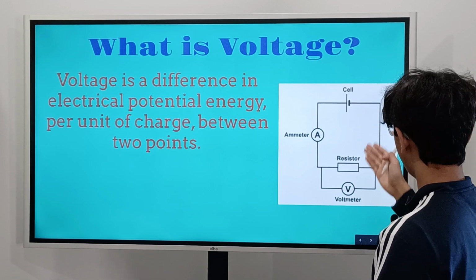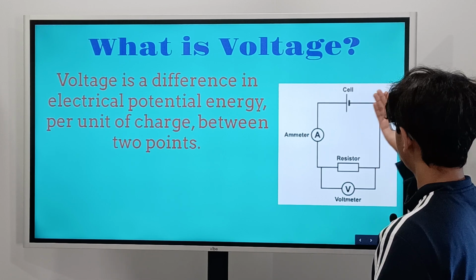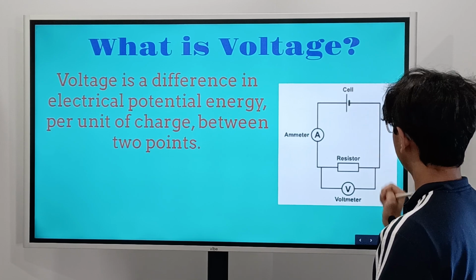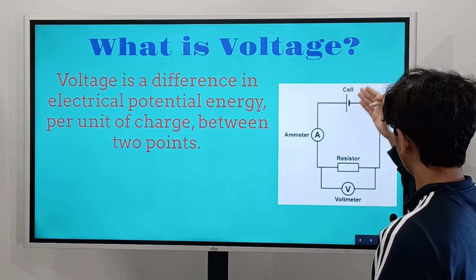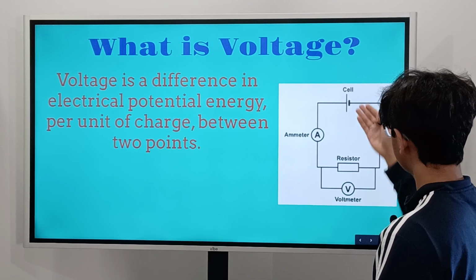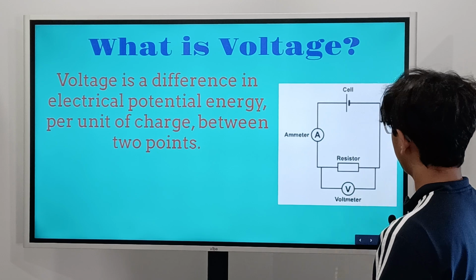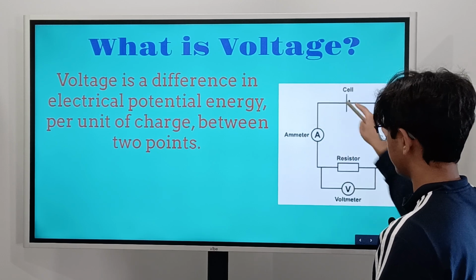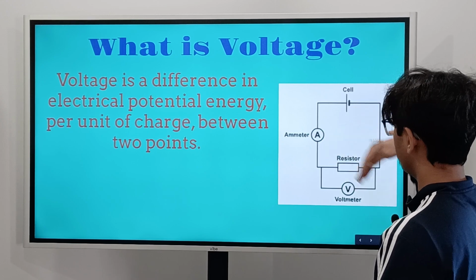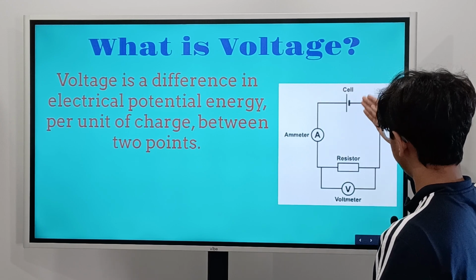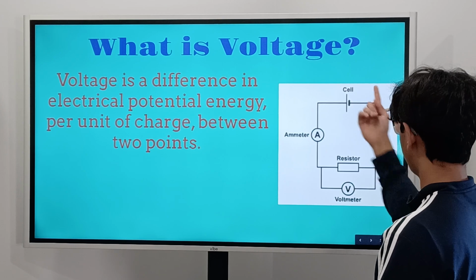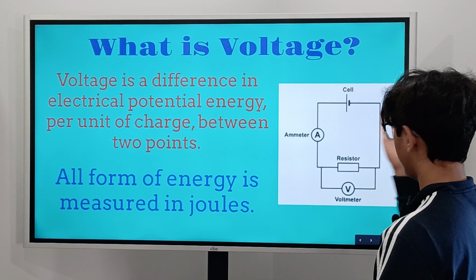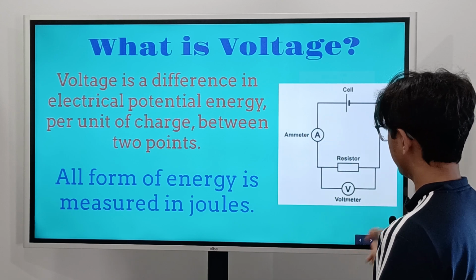Inside of this diagram, we can see that there's a cell, or sometimes you're going to have a battery, and what happens is that you have a positive terminal and a negative terminal. One of the sides is going to have more charges. So for example, if the positive has more charges, then the electrons would be flowing like this. The voltage, the potential difference, basically pushes the electrons to move from one side to the other. And all forms of energy, including voltage, are measured in joules.